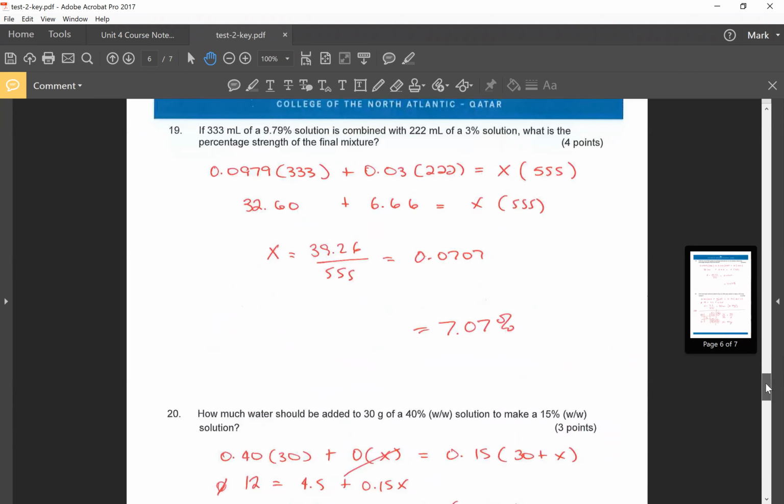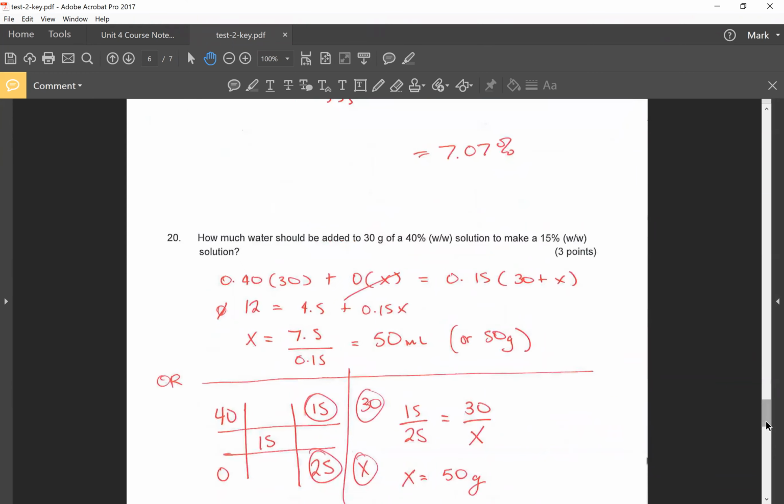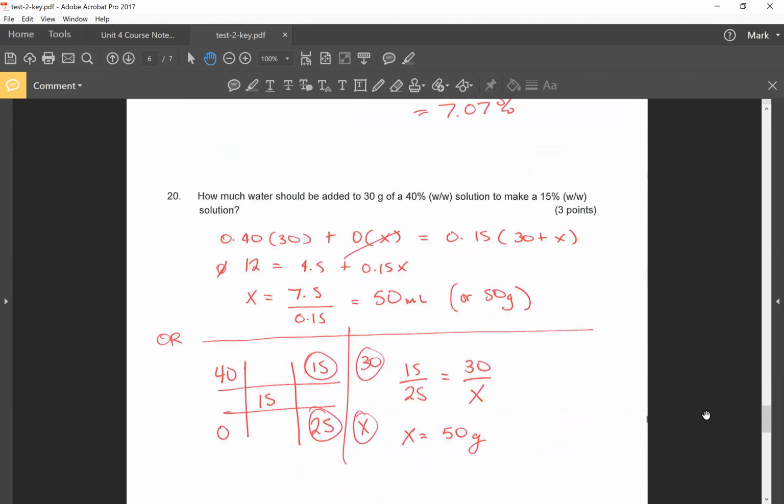I mean, number 19 was done really well. A few people forgot to put an X here, or they entered something different like X plus 555. It's just X times 555. In number 20, let's look at number 20 for 1 second. The only problem that a few people had with number 20 is they forgot the 30 plus X. So let's read this question. And again, this one you might see on the final as well, wink, wink.